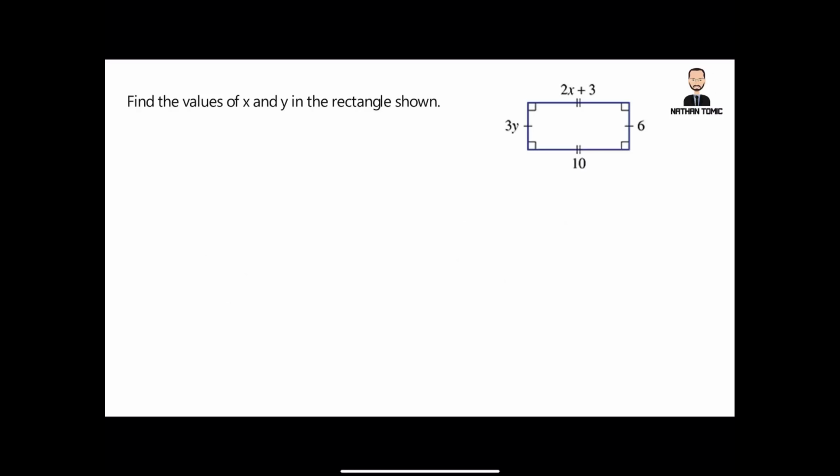If we look at the rectangle, we can see even in the diagram that this 3y is the same as this side. Remember, opposite sides of a rectangle are equal in length. So really what we have is two equations here. We have 3y equal to 6, and we've also got 2x plus 3 being equal to 10, because those two opposite sides are equal. So we've got two separate equations with one unknown in each equation, and we can certainly solve those.